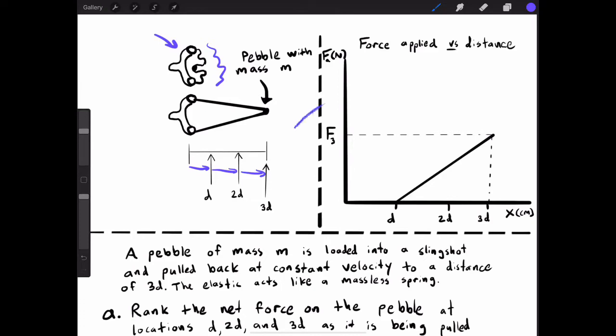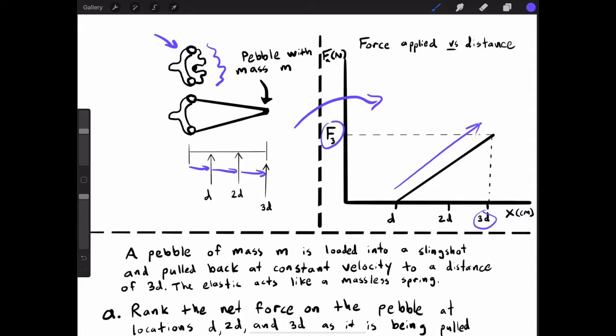Now you can see at the right we have our force applied versus distance graph, and you can see that it goes up linearly. At our 3d distance, when it's pulled back at maximum distance, the force required to hold it there is F3.